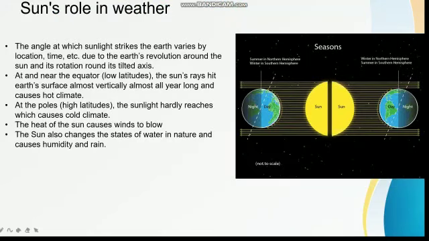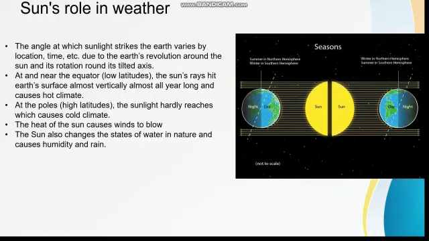What is the sun's role in determining the weather of a particular place? The angle at which sunlight strikes the earth varies by location, time, etc., due to the earth's revolution around the sun and its rotation around its tilted axis. We have already learnt about the rotation and revolution of the earth around the sun and how the revolution causes seasons in our previous lesson, isn't it?